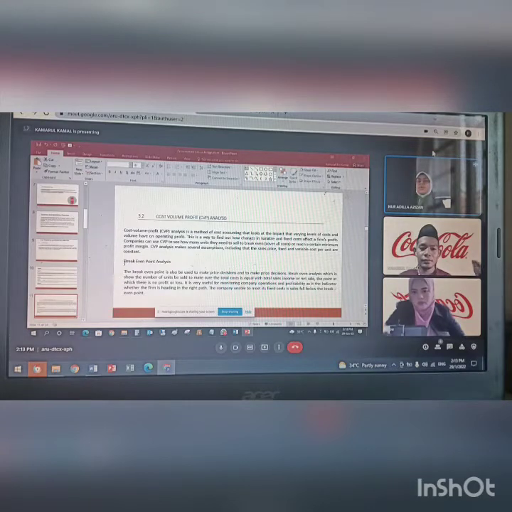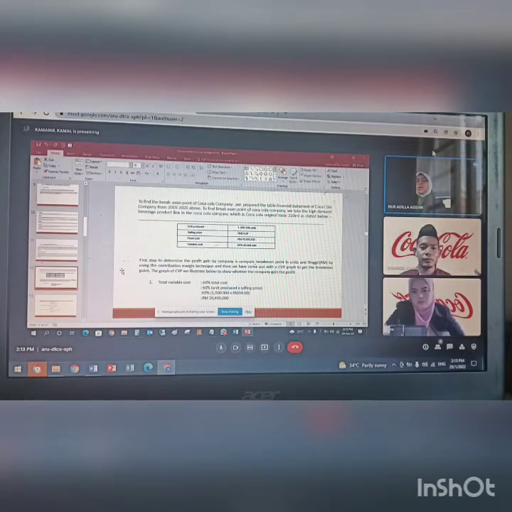For break-even point analysis, it is used to make a price decision and to show the number of units sold to make sure the total cost is equal to total sales income or net sales. Okay, the point at which there is no profit or loss.